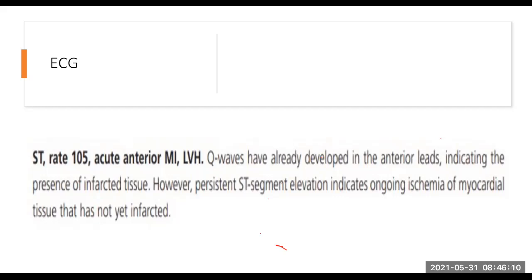Let's see, some wisdom from the chat. Yes, there can be no reciprocal changes because it's septal as well. Very good. Thanks, Uzair. So that's another reason for it, okay?